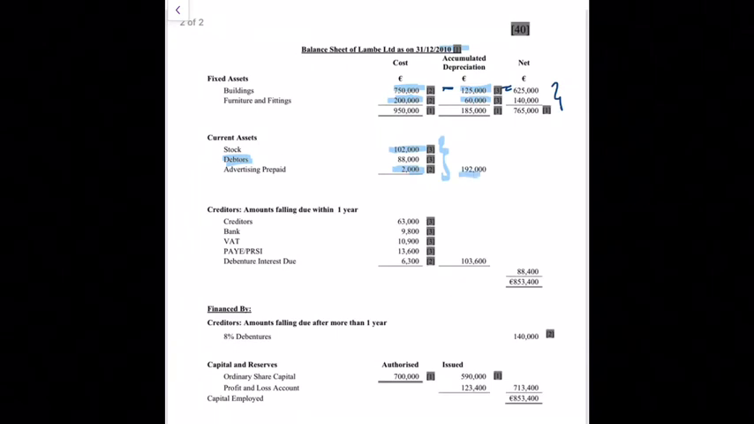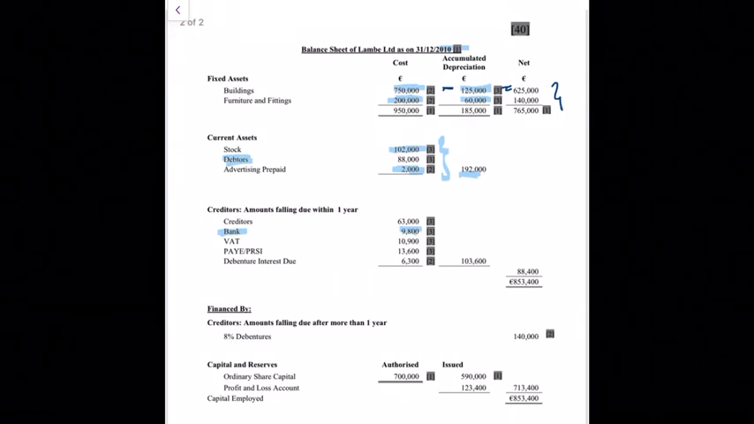Less creditors amounts falling due within 1 year, so amounts that we have to pay back within 1 year. Well, we have creditors coming straight from the trial balance of 63,000 euro. We have bank 9,800 euro coming straight through from the trial balance. How do I know that that's a liability? Because it's sitting in the credit side. That 9,800 is sitting on the credit side of the trial balance, so therefore it's a current liability. If it was sitting on the debit side, then it would be a current asset, and it would be going up here.